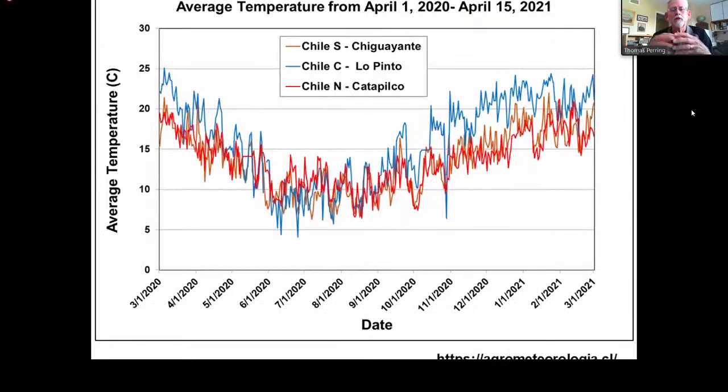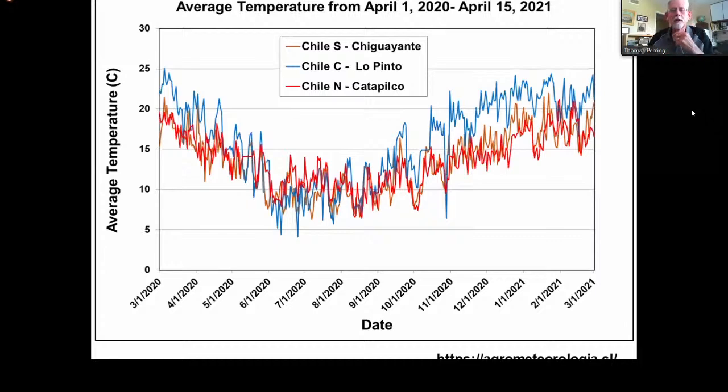And so these are the three weather stations that I pulled from. Chiguayante in the south, Lo Pinto, which is very close to Lampa, and then just a little bit north to the Catapilco area. And from these weather stations, I obtained this data. Beautiful thing about Chile is it's got this agrometeorología, which is wonderful. And I was able to obtain these average temperatures.